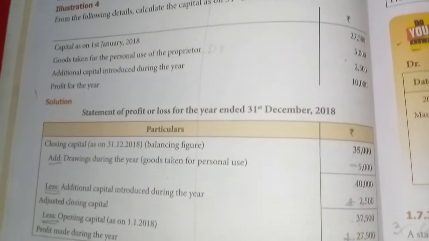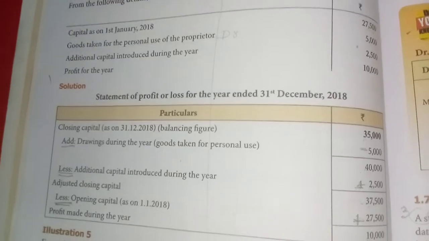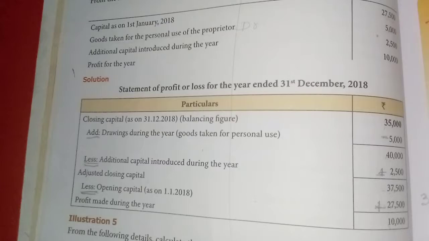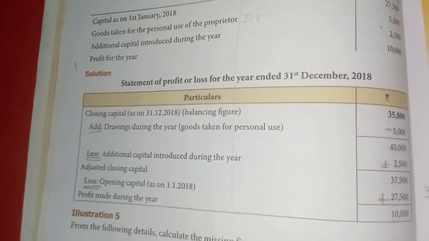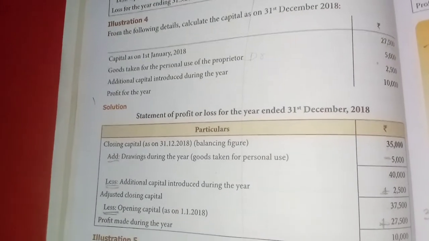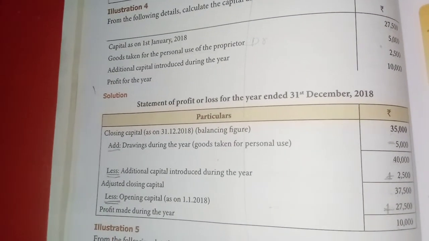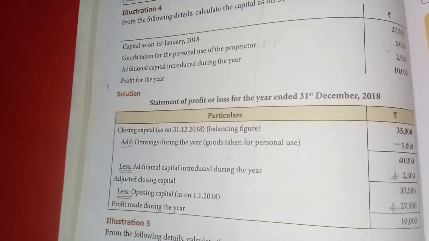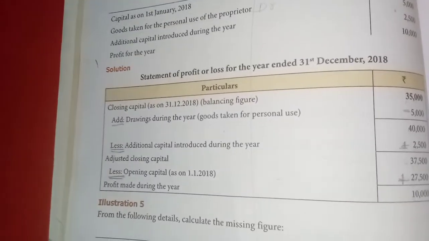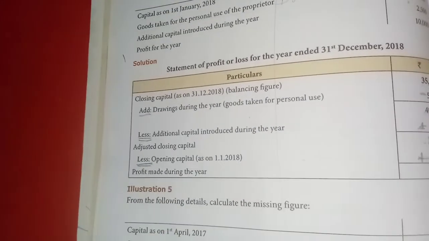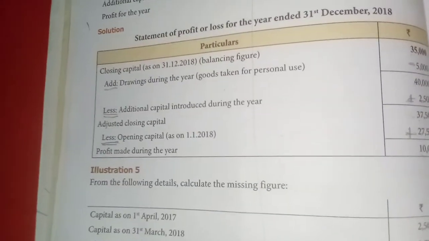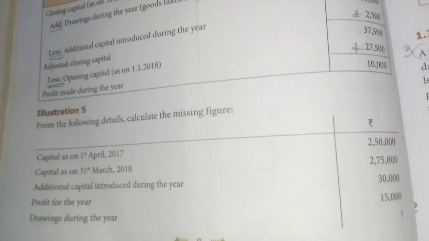Then less additional capital. What is the additional capital there? Additional capital 2,500. Here they have given less, we should add. We will get 40,000. Then drawings, how much? 5,000. That 5,000 we write. Here add is given, so we need to subtract. Then we will get 35,000. So students, reverse we have to do. If they have given less, we should add. If they have given add, we have to deduct. That's it.